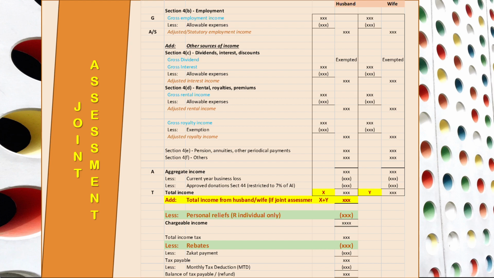And normally in the case of a Muslim taxpayer, you can reduce your monthly tax deduction by having your zakat deduction every month. Again, that is part of the tax planning. So here, after you get your tax liability, you minus your monthly tax deduction. There is a possibility that you still have to pay tax, therefore you would have a balance of tax payable.